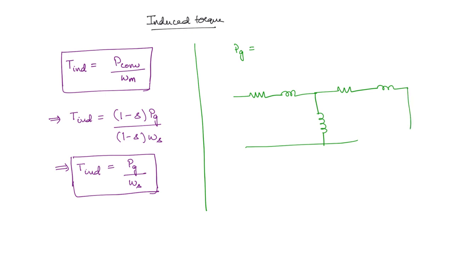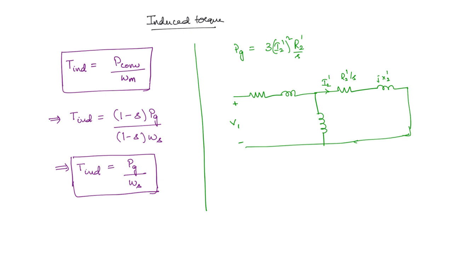Here we have R2 dash by S, and this is jX2 dash. The air gap power is the power that is dissipated in this resistor, and since this is a per phase circuit, 3 times that value. So that means 3 I2 dash whole square R2 dash by S. This is the current I2 dash here. This voltage that you have here is the V1 voltage, the per phase voltage.